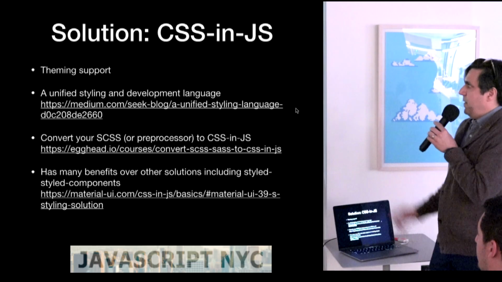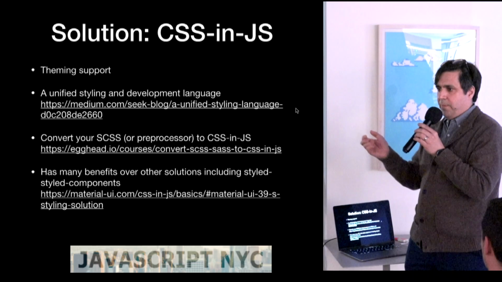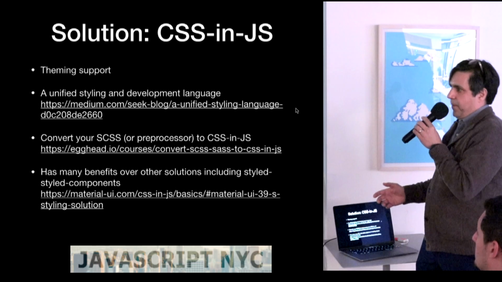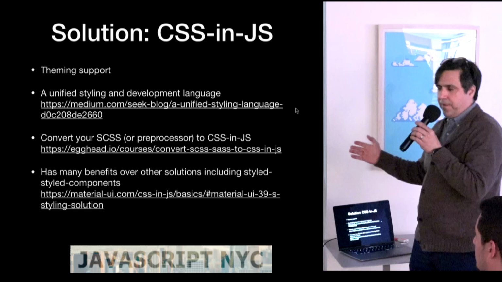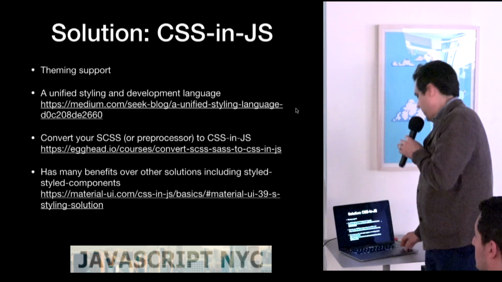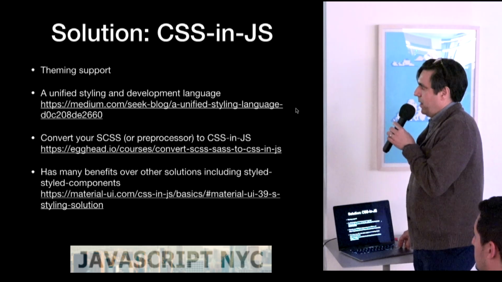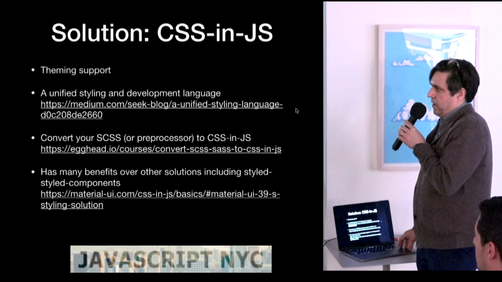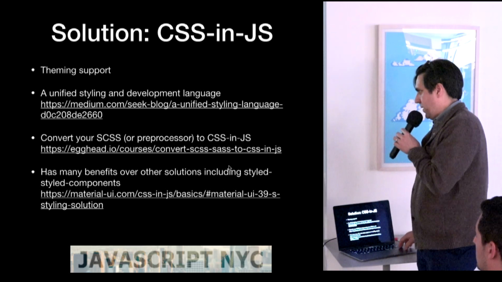What's really nice about it is that now you can easily support theming, because you can define your theme as a JavaScript object. It's got a unified styling development language, JavaScript, and you can convert your SCSS or preprocessor to a number of different CSS-in-JS libraries. My favorite is this one called JSS, which Material UI uses, although there's a lot of talk about this one called Emotion. But it has many benefits over other solutions, including styled-components. So this is a write-up that Olivier wrote on the Material UI website.